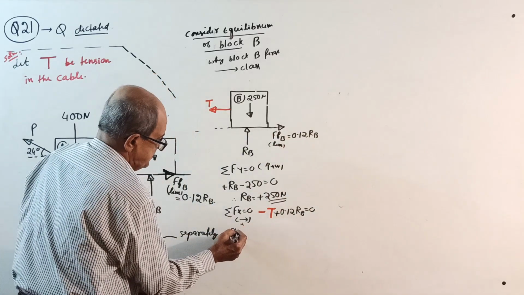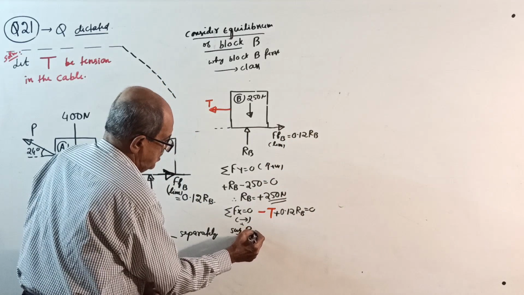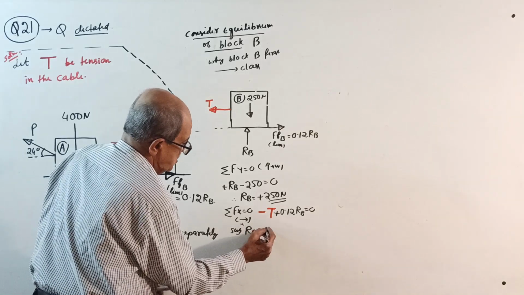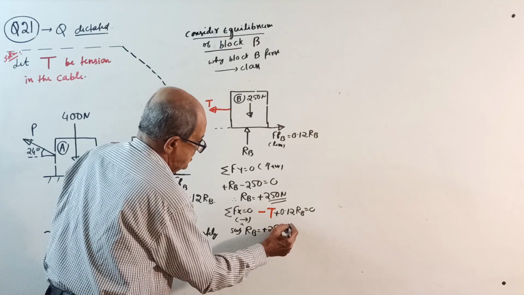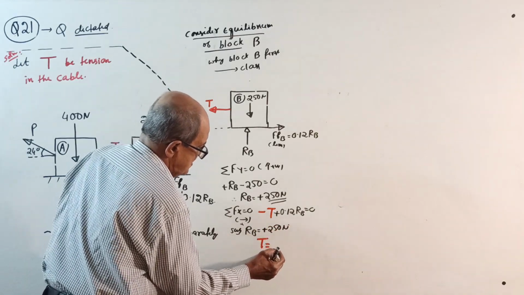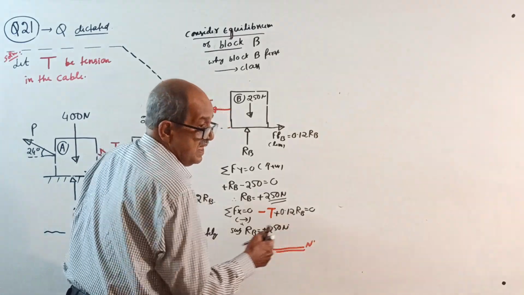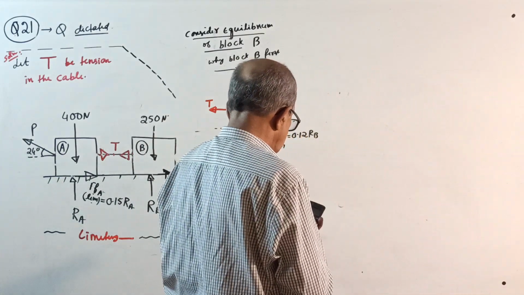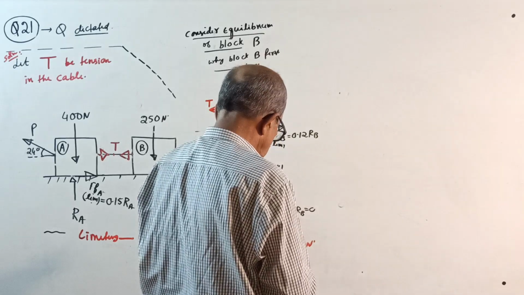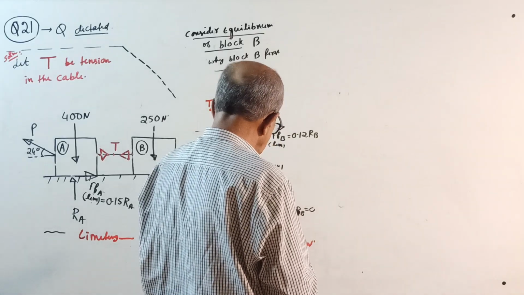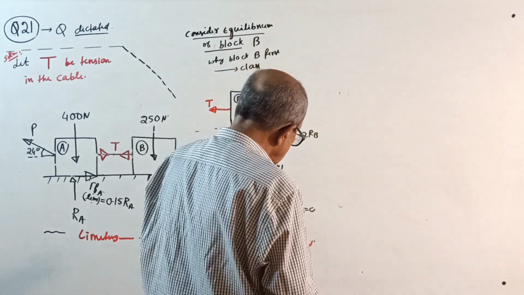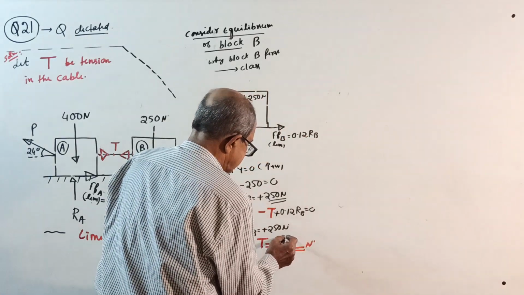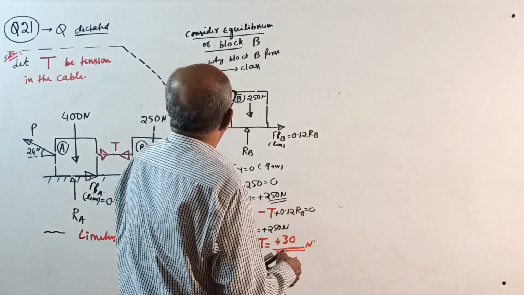Now substitute RB equal to plus 250 Newton. You will get the value of tension T in Newton. 0.12 into 250 is 30 Newton. Tension T will be plus 30 Newton. Over.